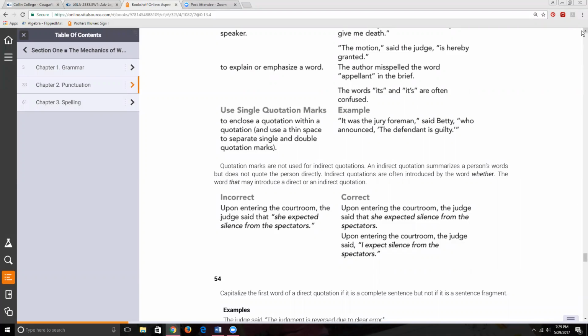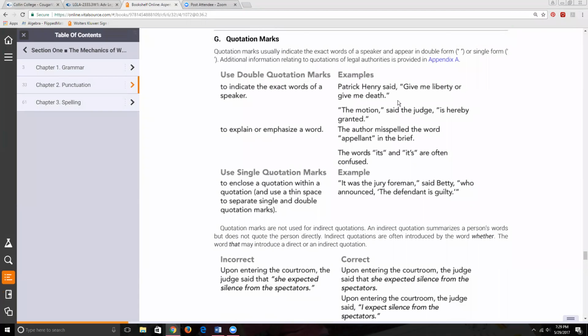Okay, now you see there's additional rules for when you don't start with the signal. Patrick Henry said, comma, space, quote, capital G, give me liberty or give me death, period, close quotes, then a space for the next sentence. You can actually have the signal appear in the middle of the sentence, or you can have it appear at the end. I'm not going to go through all those rules. Just know there are examples.